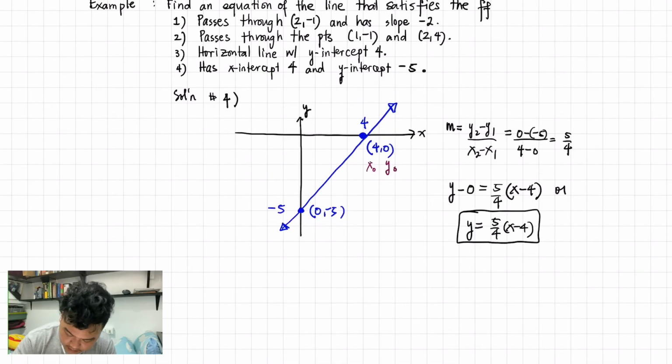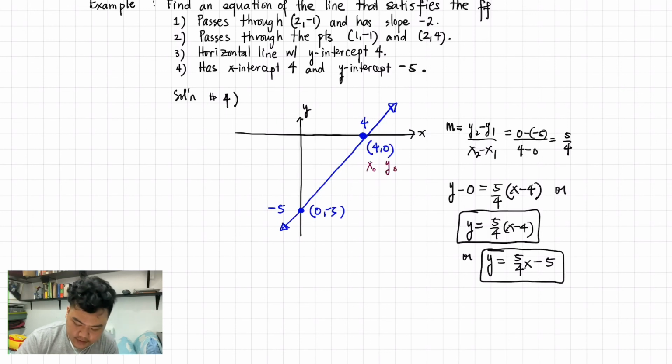Okay, let us distribute. Or we have another form, y equal to 5/4 x minus, if we distribute, minus 5. Okay, so this is the answer.